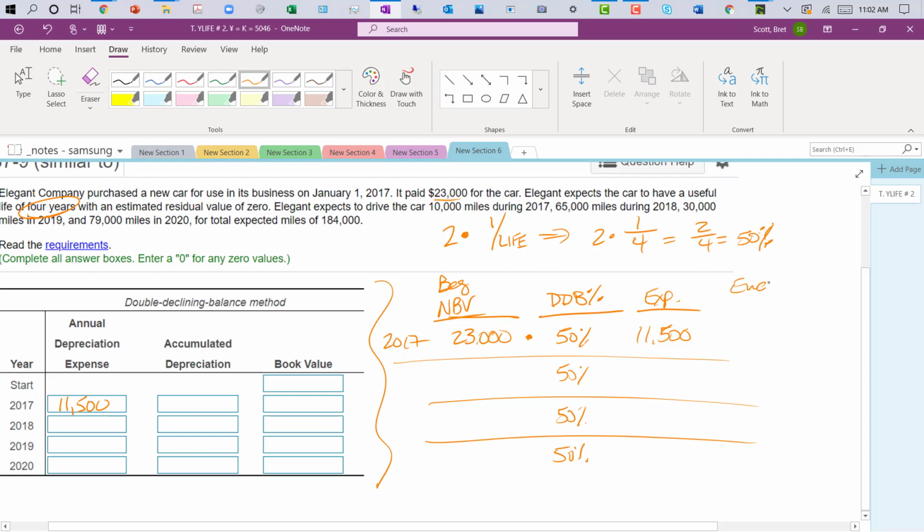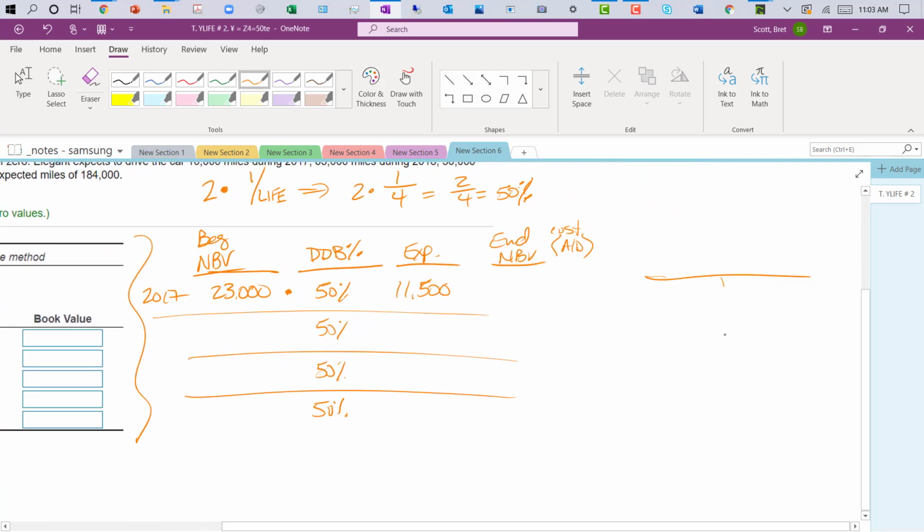Now, what's my ending net book value? Well, it's the cost, 23,000, cost minus accumulated depreciation. What's accumulated depreciation after 1 year? Well, just going to put something over the side here. 11,500, that's what it's going to be. Debit depreciation expense, 11,500. Credit accumulated depreciation, 11,500. So cost, so 23 minus that balance is what?